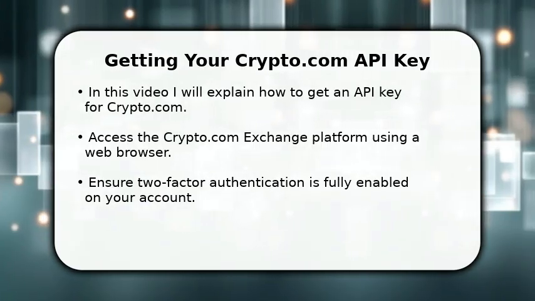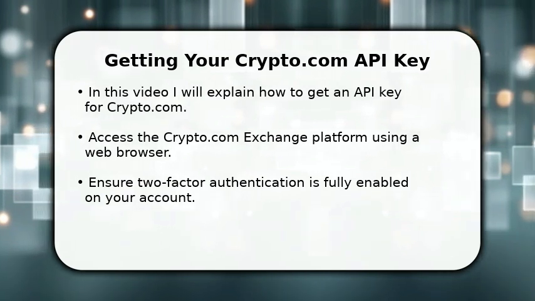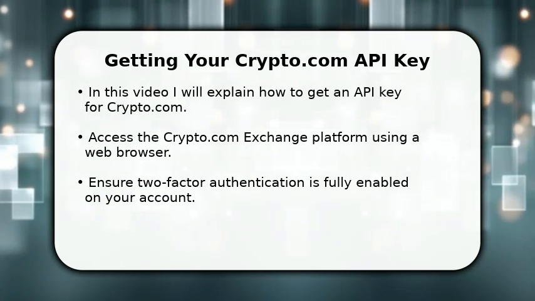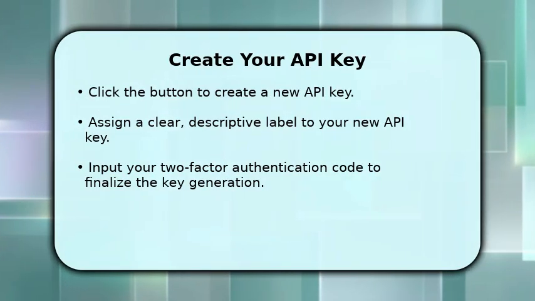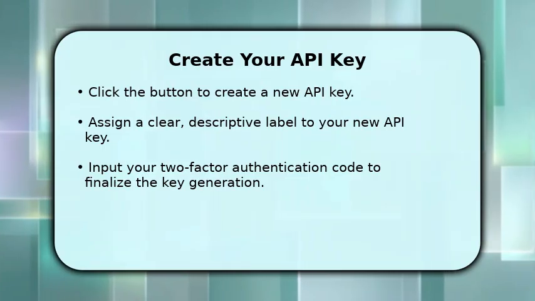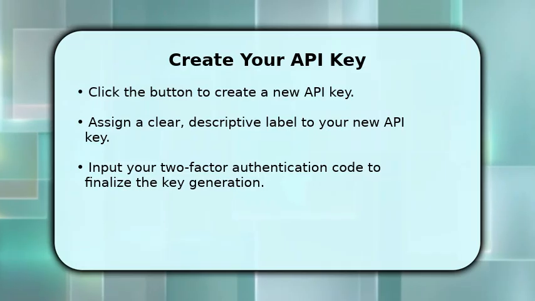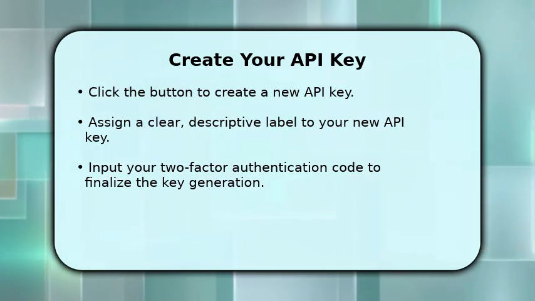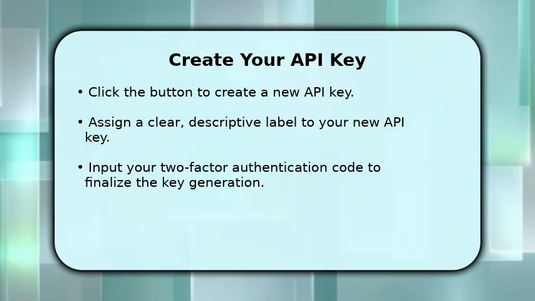Once logged in, click on your profile icon, usually found in the upper right-hand corner, and then select API Management or API Keys from the menu. Now that you are in the API Management section, you will see an option to create a new API key. Click this button to begin the process. You will be prompted to give your API key a descriptive label. Choose something that helps you easily identify its purpose.